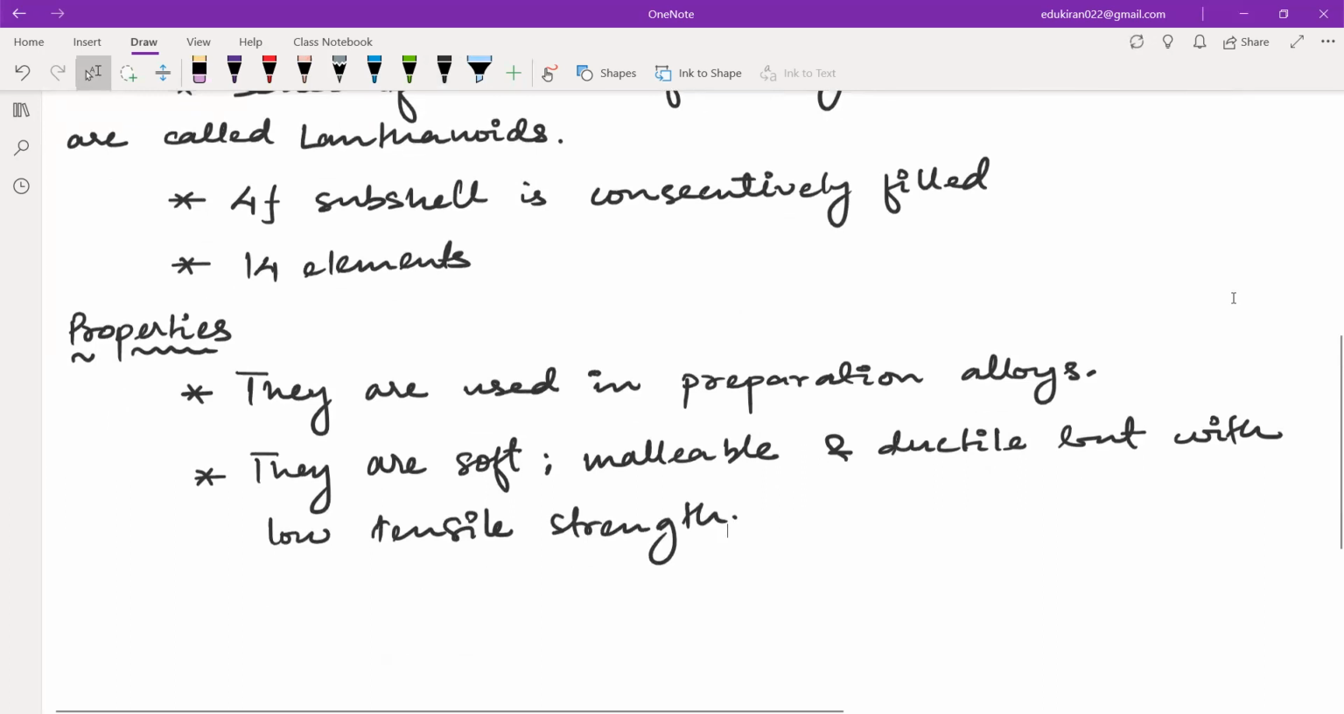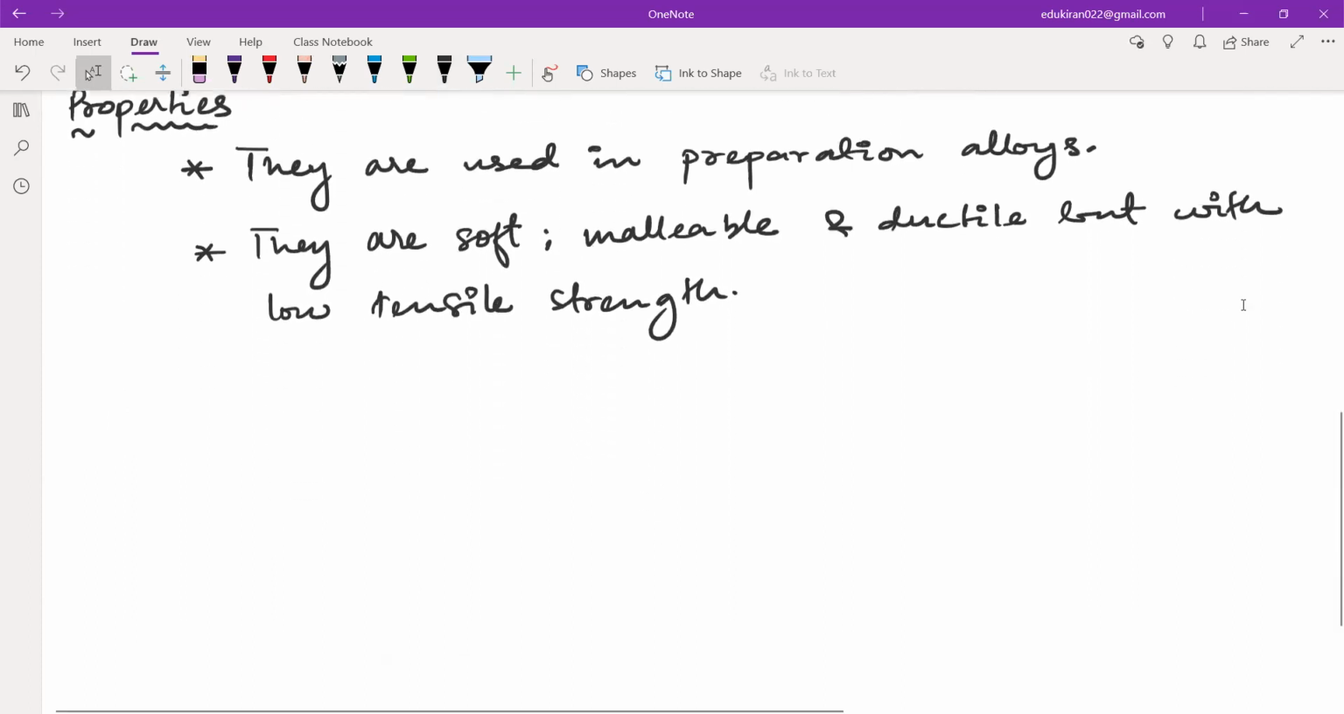Now we'll look at the chemical properties. Chemical properties means the oxidation state, the color, the magnetic properties, and how they react and all these things. So in chemical properties, I will start with the most important thing, that is the oxidation state.